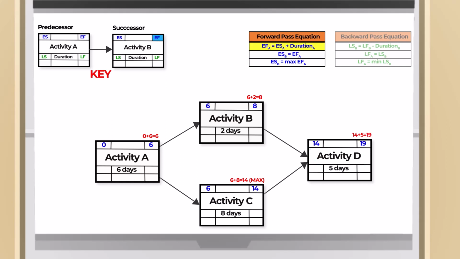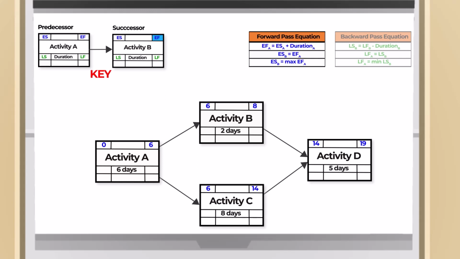So, we have completed the forward pass calculations to determine the earliest time we start an activity and the earliest time we finish an activity. Secondly, we determined the minimum duration of the project, which is 19 days. Next will be the backward pass. Let's proceed to understand the backward pass computations.